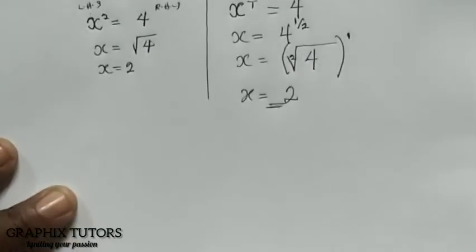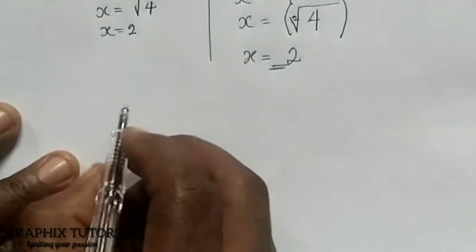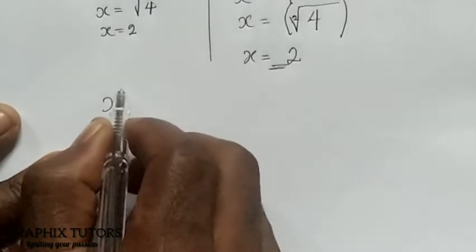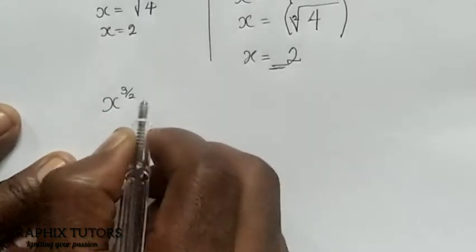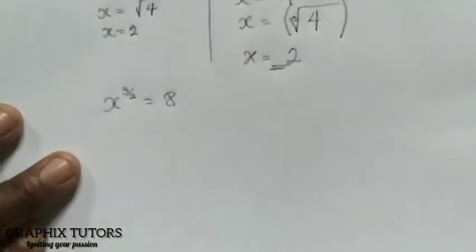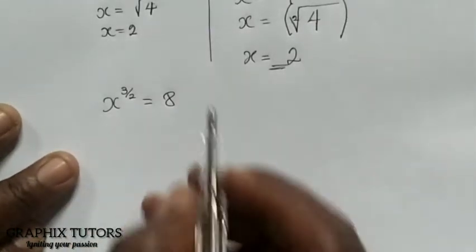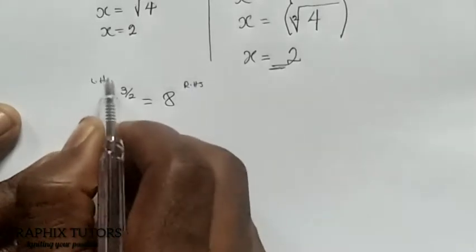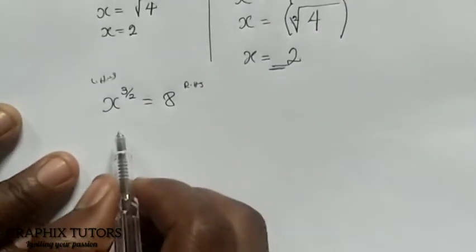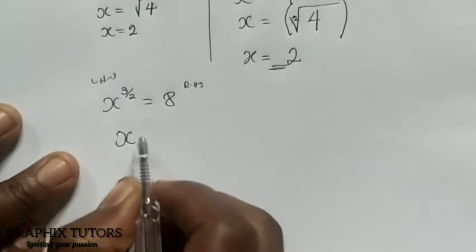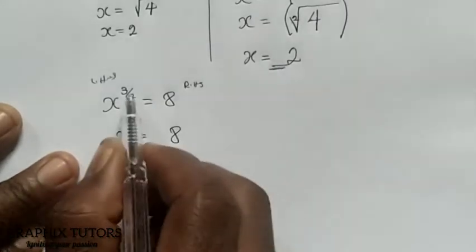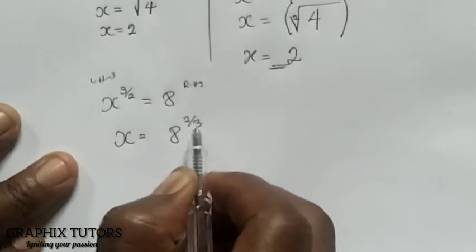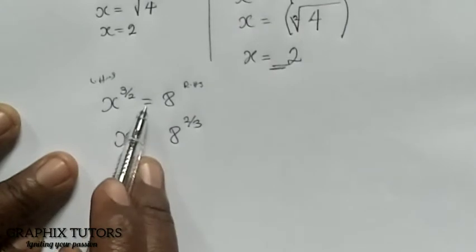Let's take another example. What if I have x to the power 3 over 2 is equal to 8? We know this is our right hand side and this is our left hand side. So if it crosses, my x will now be equal to 8. Since it's crossing, it changes polarity, so that will give me 2 all over 3. That's changed because it's crossing the equal sign.